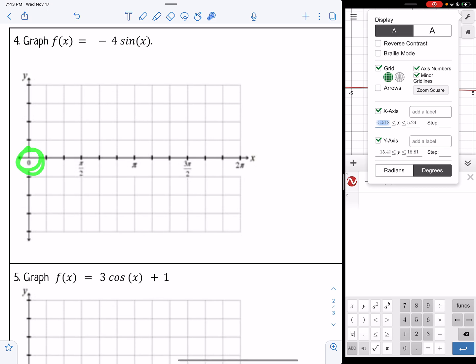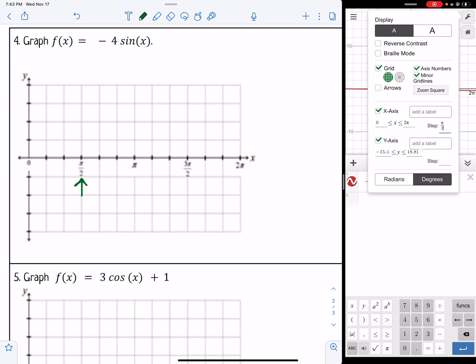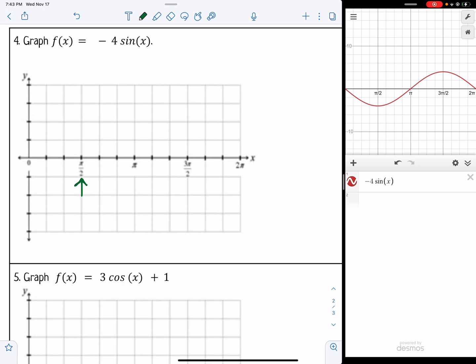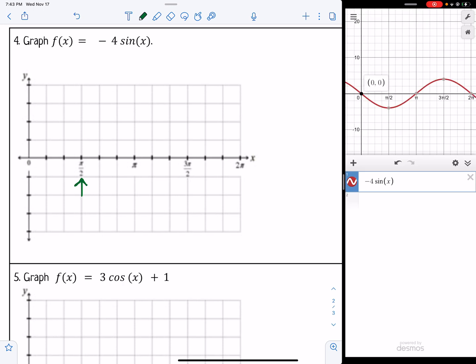So you have 0 to 2 pi. So put x-axis goes from 0 to 2 pi. Your step goes with that first thing that they've put there as a label. So that would be step for x is pi over 2. And make sure you click radians, and you should get a pretty good looking graph. And then you just want to plot these points carefully.